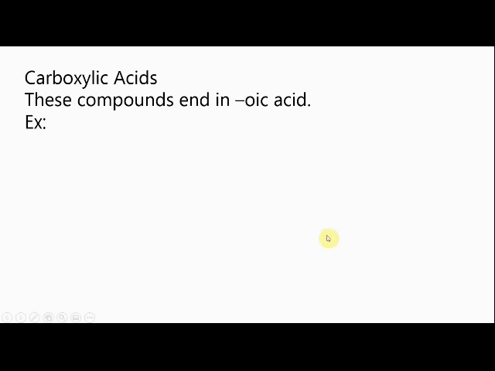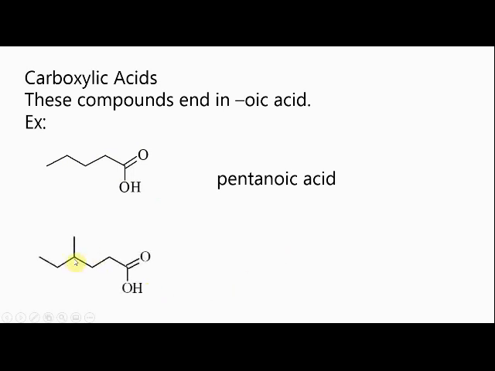Carboxylic acids, again, these are always on the end of the carbon chain, and so it's an oic acid. In this case, this is the 1st carbon, 2, 3, 4, 5, so this would be pentanoic acid. This has a methyl group on the 1, 2, 3, 4th carbon. There's 6 altogether, so this would be 4-methyl hexanoic acid.